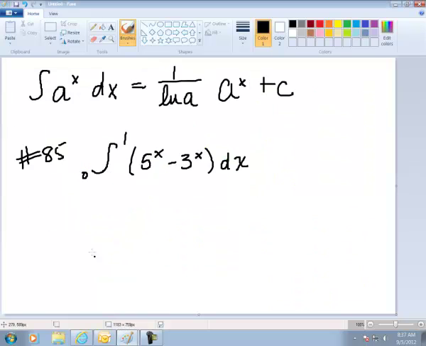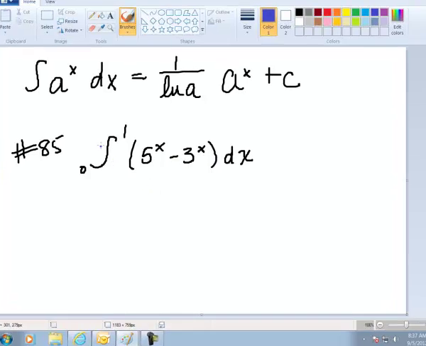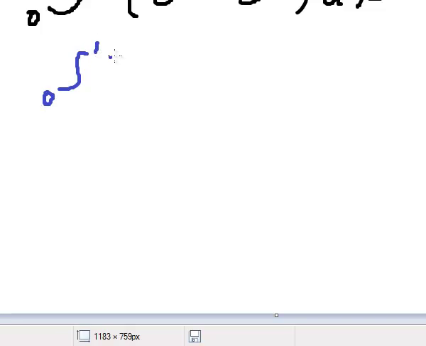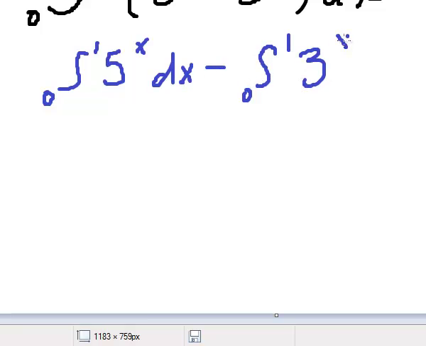One more example. In this example, again, I have a definite integral. I want to evaluate this from 0 to 1. So I'm going to first integrate it, and then I'm going to do the evaluation. Again, I'm subtracting here, so this is going to be equal to the integral from 0 to 1 of 5 to the x dx, minus the integral from 0 to 1 of 3 to the x dx. Once again, my rule's up here. I don't have to worry about my derivative because the derivative of my exponent in this case is just 1, which I already have. So then I'm just going to apply this.